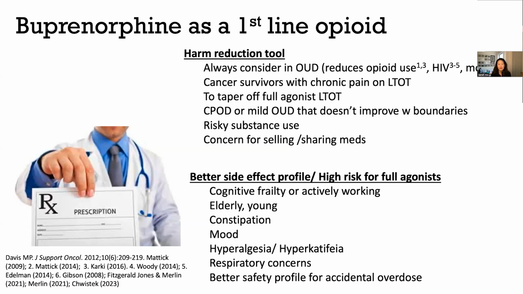So I think a lot about adolescents or young adults who are getting exposed to opioids. Again, this is going to be the safer opioid over longer terms during their treatment. If people are sensitive to constipation, to mood effects, or if you're already concerned about some degree of hyperalgesia, rotating to buprenorphine might be more beneficial for that patient.